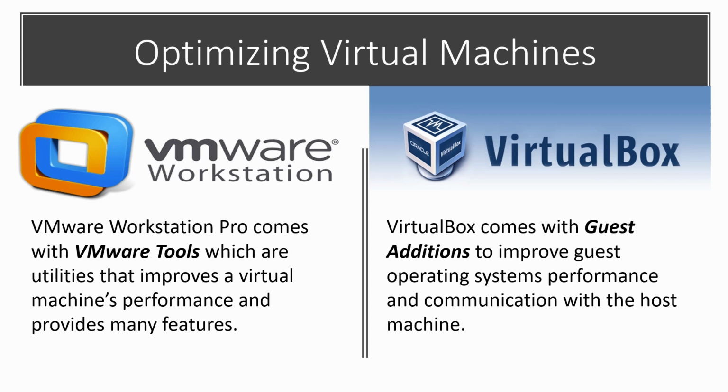Next will be optimizing virtual machines. Both VMware Workstation Pro and VirtualBox have built-in tools or utilities that optimize the performance of virtual machines. VMware Workstation Pro comes with VMware Tools, which improves a virtual machine's performance and provides many features, while VirtualBox comes with Guest Additions to improve guest operating system performance, integration, and communication with the host machine. Both of these tools need to be installed after the guest operating system has been installed.